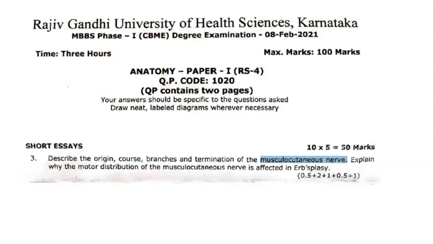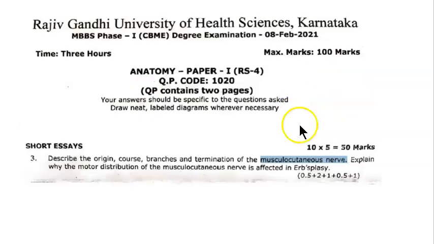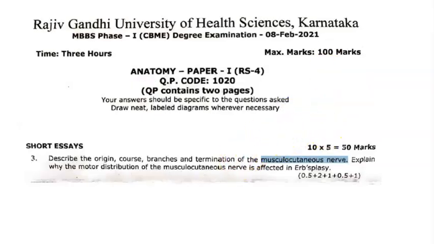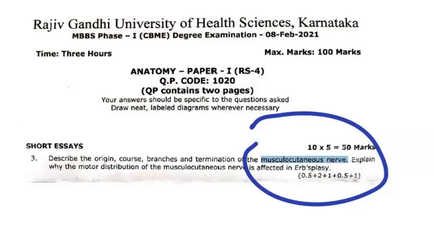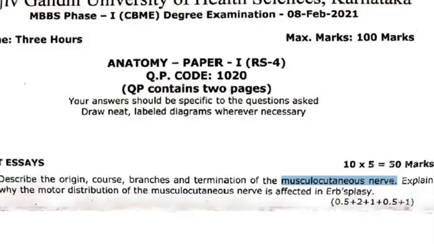Hello people, in this video let us look at a previous year question, that is PYQ, asked in the anatomy theory paper final exam of first year MBBS. So the question here is musculocutaneous nerve. This is the topic. What all are they asking? They want you to tell the origin of this nerve, course, branches and termination of this nerve.